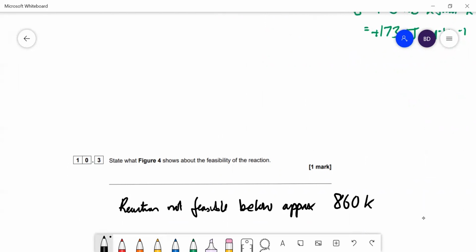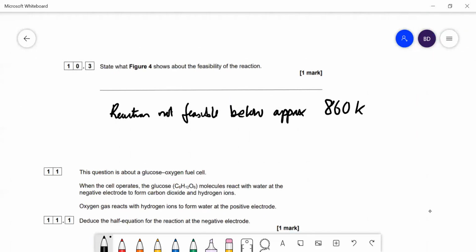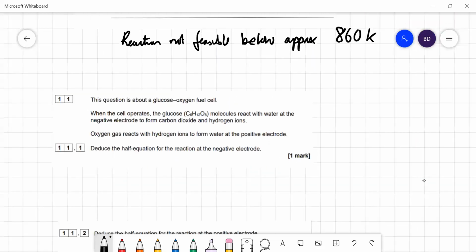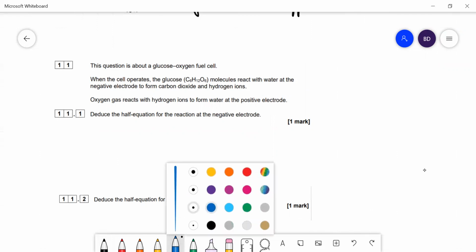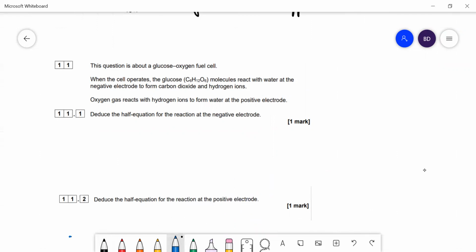Okay, on to the very last question, which is about electrochemical cells. Considering it's quite a big topic, it's not much of a question really. It's only 6 marks and fairly straightforward, I suppose. There's no predicting the direction of a reaction or anything like that, so it hasn't really covered that topic very well. Deduce the half equation for the reaction at the negative electrode. So that tells us the negative electrode.